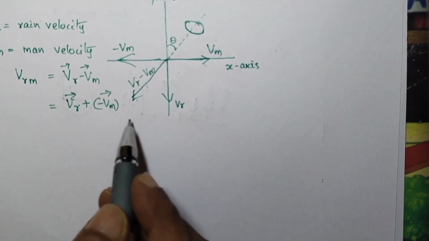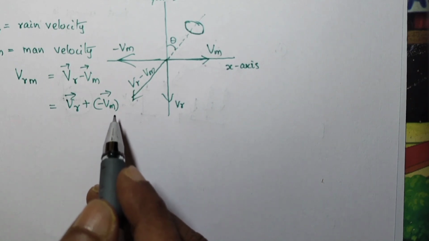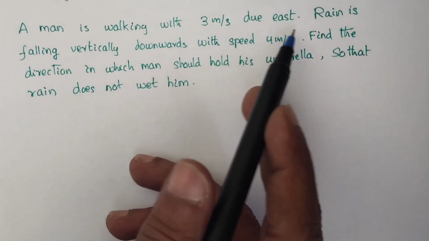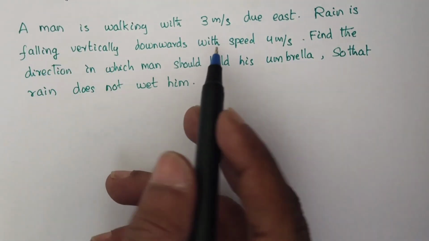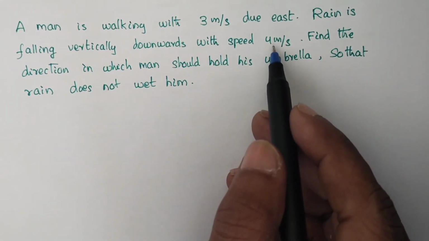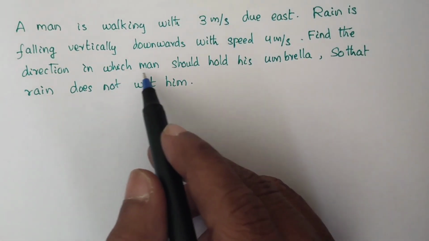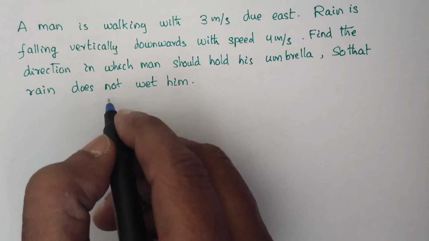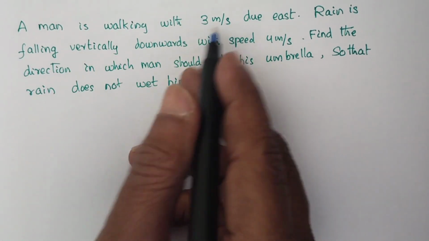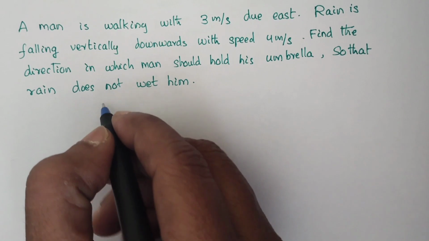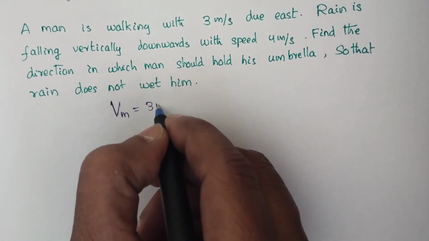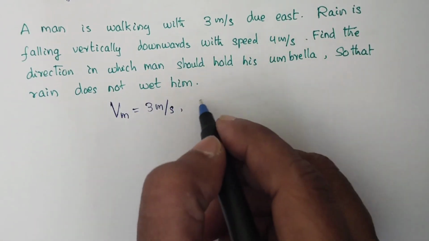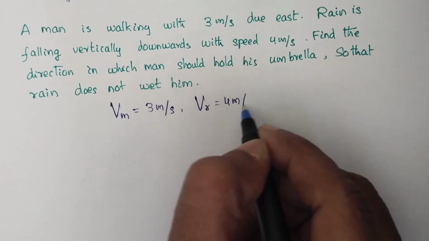So let us see some problems on this concept. Students, let us see this problem. A man is walking with 3 meters per second due east. Rain is falling vertically downwards with speed 4 meters per second. Find the direction in which the man should hold his umbrella so that the rain does not wet him. Let us write the given statement: man velocity Vm is equal to 3 meters per second due east, and the rain is falling downwards with a speed Vr is equal to 4 meters per second.